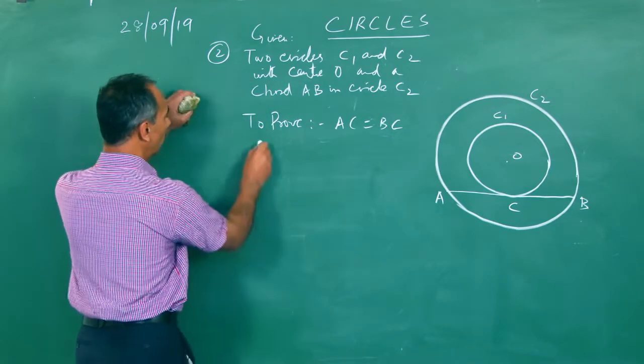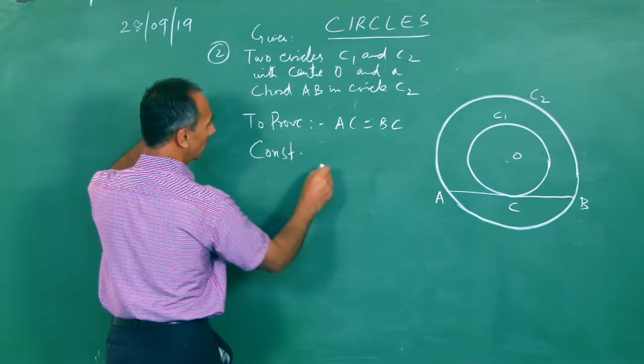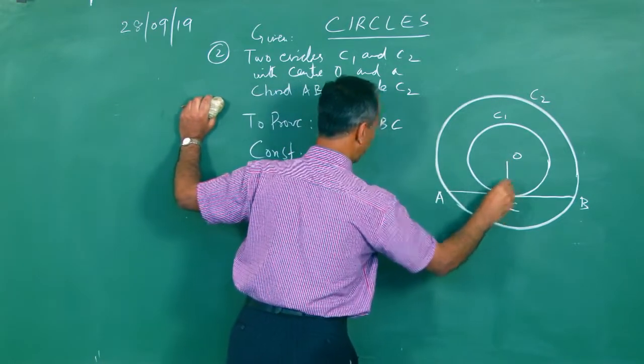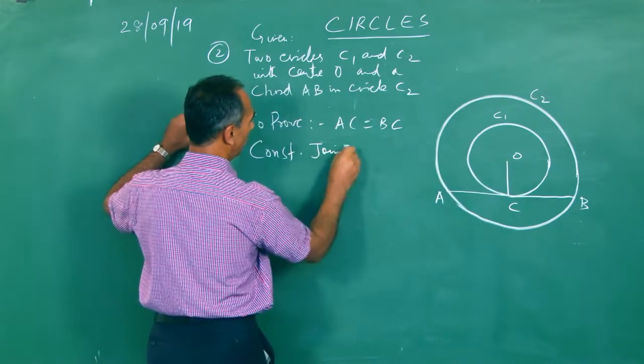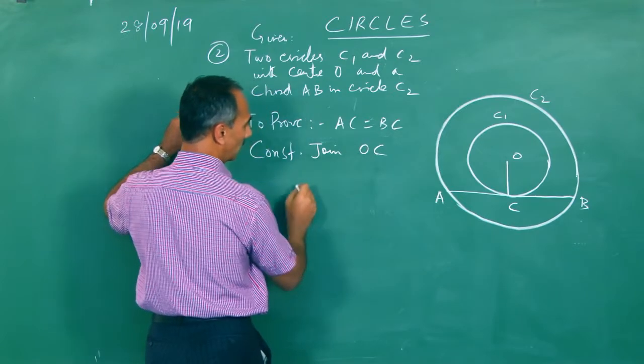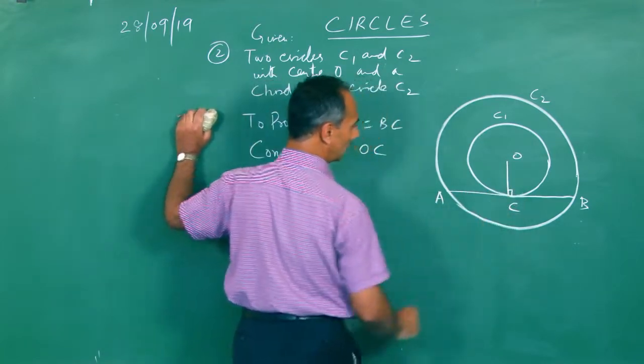Now, what we do is construction. We join O with C, join OC, and we observe this is perpendicular.